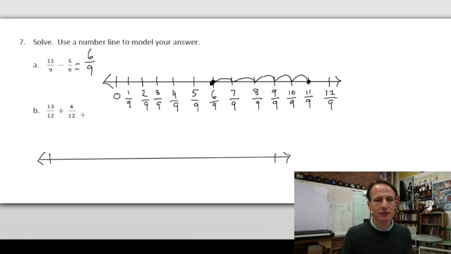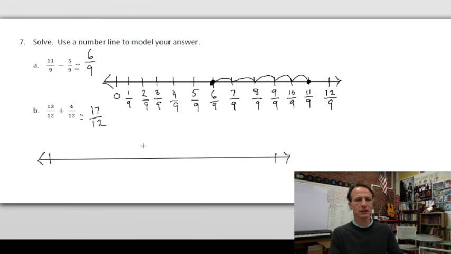Okay, so now again, let me do the math first on this one. So I'm adding 13 twelfths and 4 twelfths, and 13 plus 4, of course, is 17, and I'm talking about twelfths. And notice we're not going to decompose this or anything. We're just going to leave it as 17 twelfths. So when I look at my number line, this is the largest number I have, 17 twelfths. So I at least have to go up to that. And again, I like having a little breathing room. So let's just make it 18 twelfths.